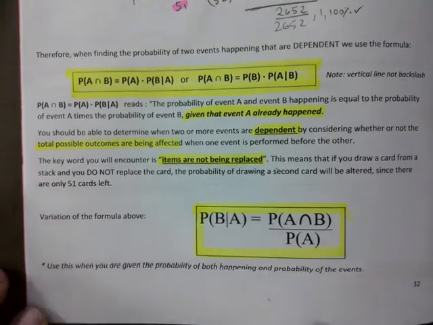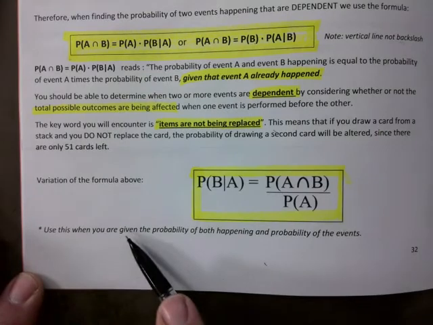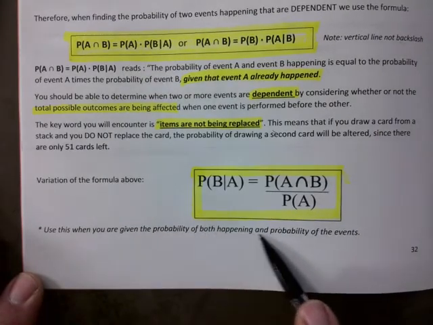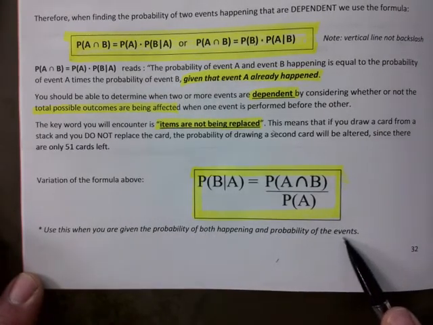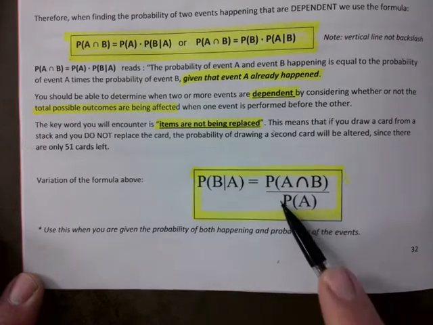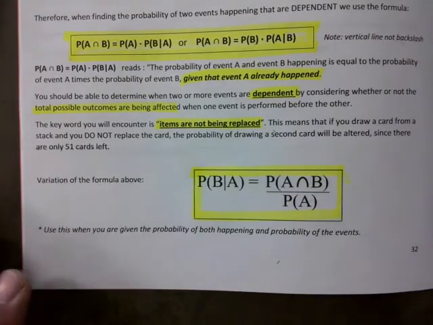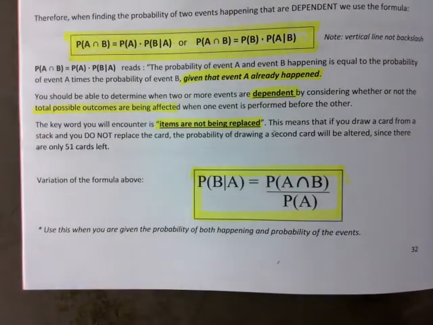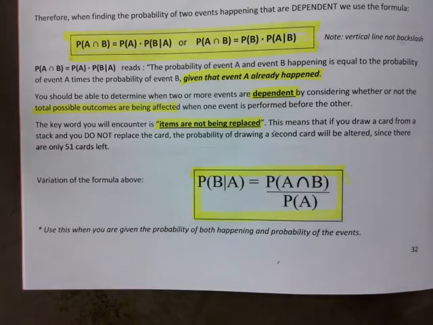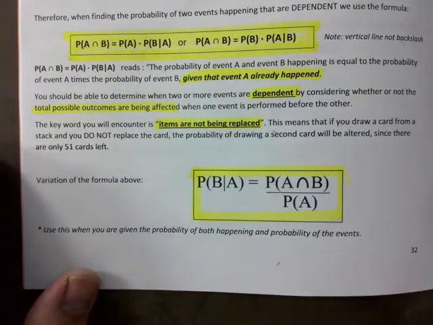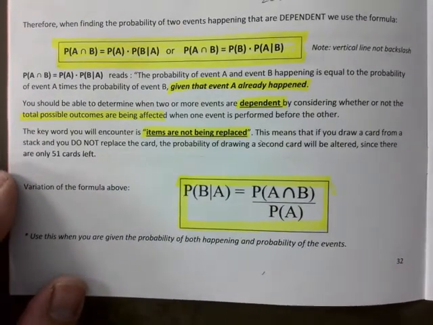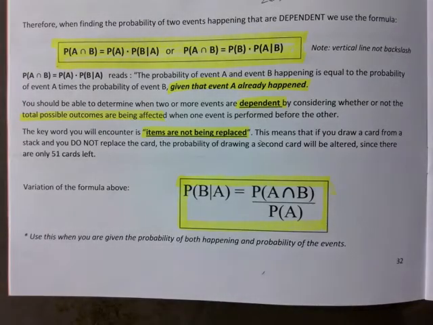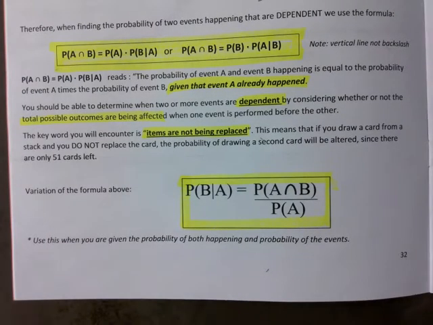And notice what I say down here. Use this when you're given the probability of both happening and the probability of one of the events. That's when you're going to be using this. Not very often, but it does happen from time to time. So let's do a little bit of math so you can wrap your head around this and then practice it. I'm making kind of a big deal out of it. I think after you do a couple of examples, you're going to know what needs to be done.